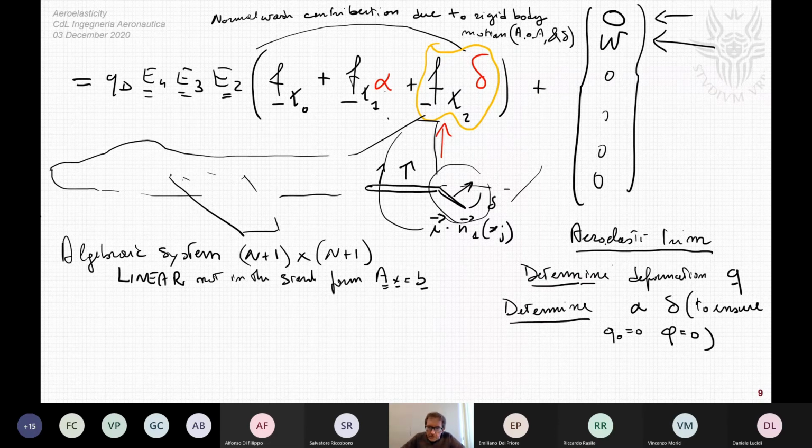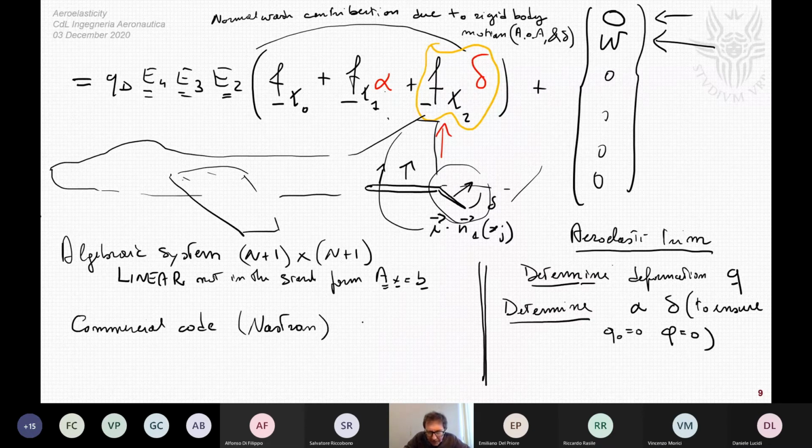Okay, so this is the elastic trim, and commercial codes like Nastran are able to perform this kind of analysis. So implementing a finite element model for the aircraft and the panel model for the lifting surface, these commercial codes are able to implement this static response analysis.